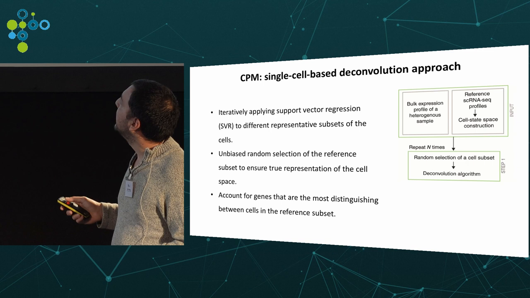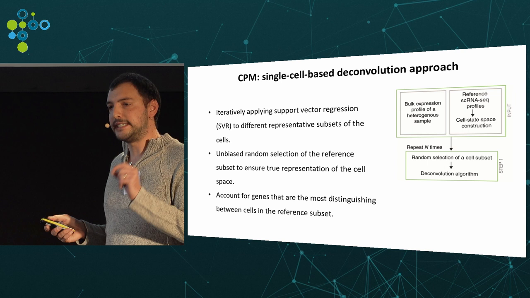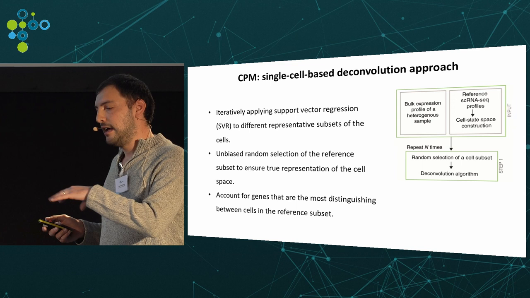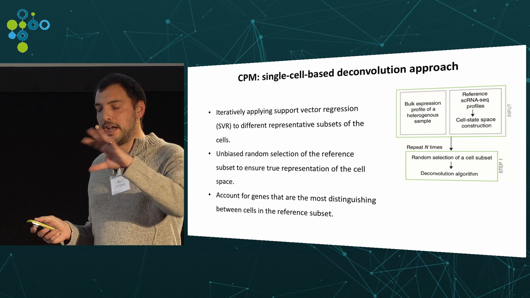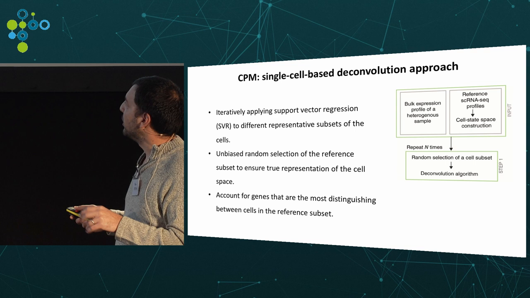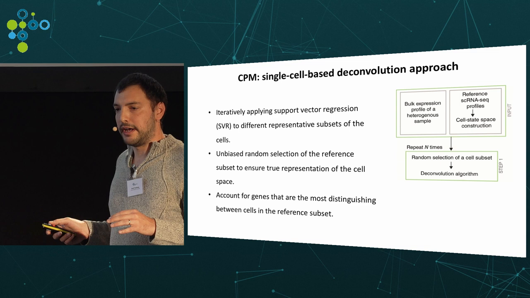Then CPM does an iterative process where in each iteration it chooses only a small subset of the cells in each one of the cell types. So it chooses from each cell type only a small subset of the cells, and it chooses it unbiasedly so that we will have representation of different areas of the cell space for each one of the cell types, and then we only account for these genes that are distinguishing between cells in the specific subset of cells using the analysis. So we're doing thousands of iterations using only subsets of reference subsets, and then we combine all of them.